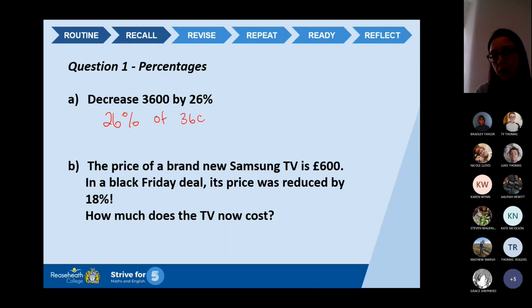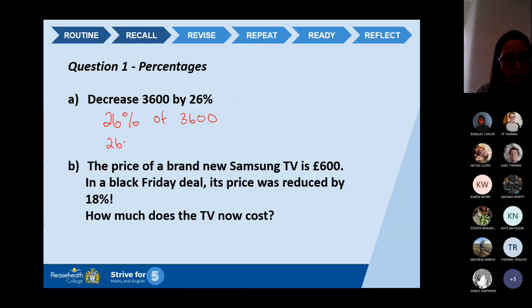Now, can you tell me in the chat, what does of mean? If you see the word of, what can you put in your calculator in place of an of? Because we have to remember that we have got calculators for these questions. Yes, well done, Kate. Times. And Bradley, good. So of means times.